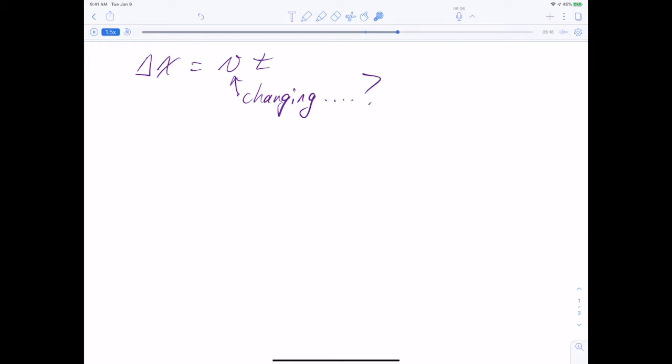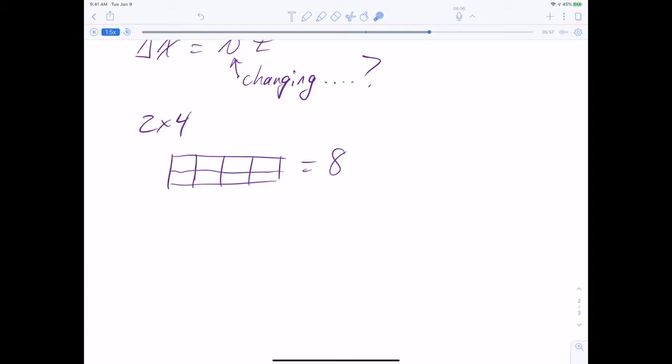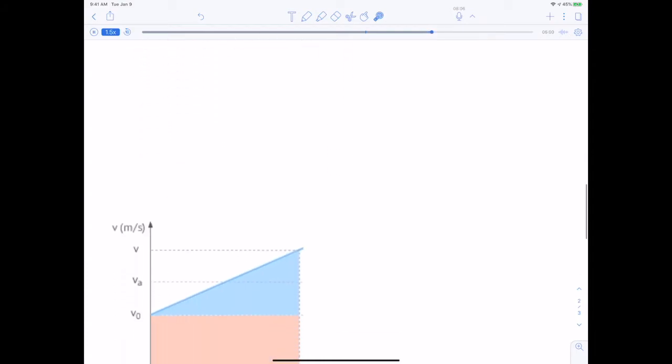I showed one algebraic way to get that equation, but let's think back to when you first learned about multiplication. How do you multiply? You would say, what's 2 times 4? You were probably taught to visualize it as a rectangle that's 2 squares across and 4 squares long, and 2 times 4 gives you 8 squares. So multiplication has something to do with area. That's a real thing, and it can be used even when you're not dealing with something quite that simple. Let's take a look at this plot of velocity versus time.